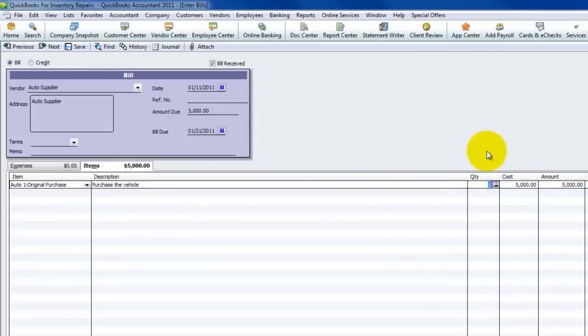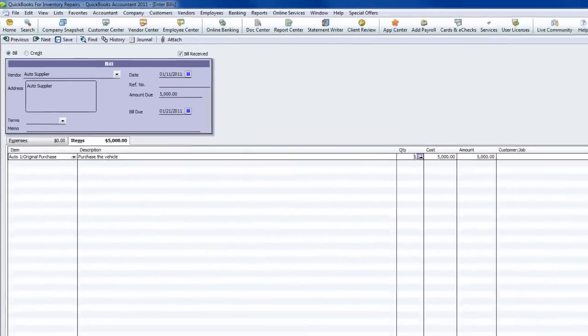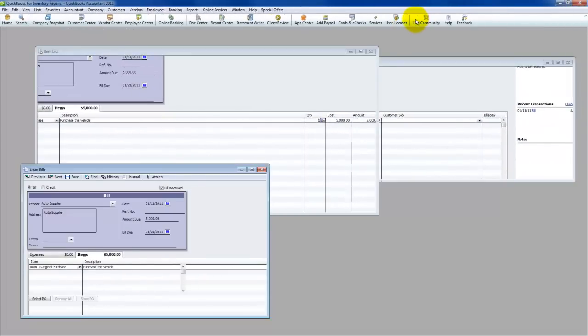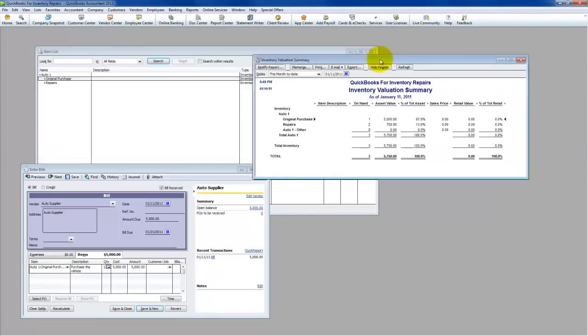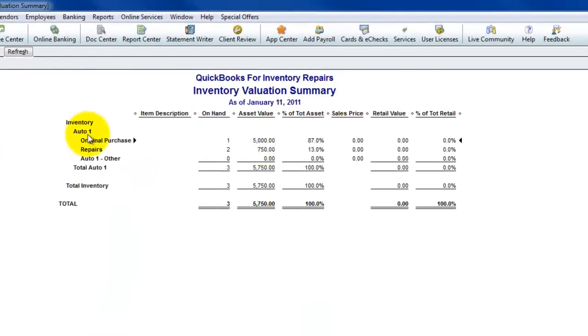So I have to somehow do it in a way where I have separate items tracked. And the way that I do that again is by creating the hierarchical structure with Auto 1, the original purchase as one sub-item, and repairs as another. And what that does, in fact, is it gives me a great reporting system when I run my inventory valuation summary, for example, where I've got it shown here as original purchase for Auto 1. Here's my repairs, and it's showing me I've got 2 repairs for a total of $750.